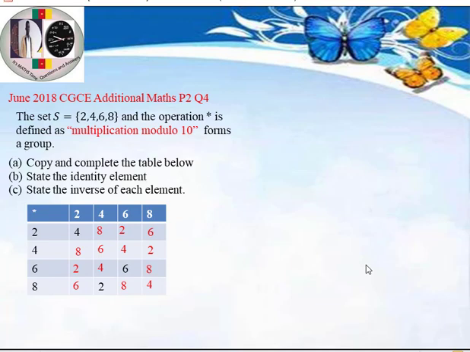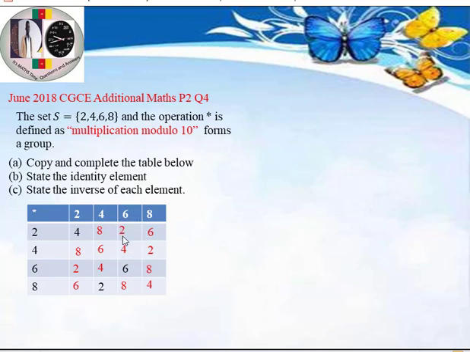Let's now work with part B, which says that we should state the identity element. I've said that if you have not watched my video, simply go to binary operation to know what an identity element is, the inverse, and how to get these values. There is a video on my channel named binary operations.